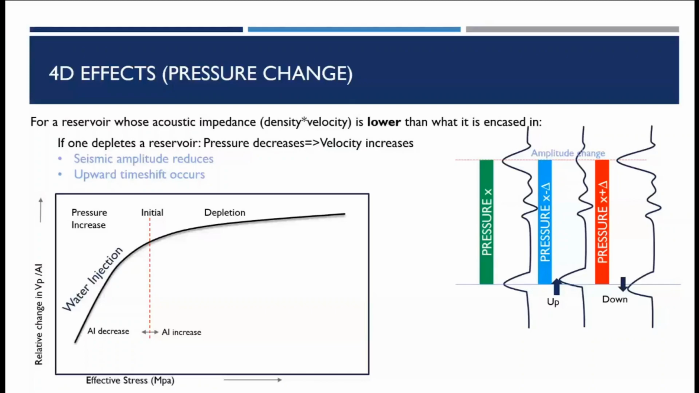So essentially, if you have a depletion, you're going to get an acoustic impedance increase. If your pressure is increasing because you're injecting water, for example, your acoustic impedance is decreasing. And as a result, when you look at the relative change in the VP and acoustic impedance versus effective stress out over here, this is kind of the plot that you are going to see. I'll show more examples on all of this, but this is essentially the basic behind it.